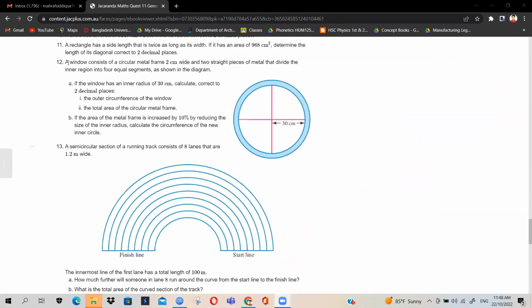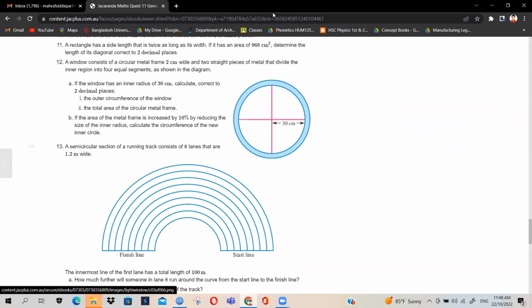Okay, a window consists of a circular metal frame, 2 centimeter wide, and two straight pieces of metal that divide the inner region into four equal segments, as shown in the diagram. Okay, so 2 centimeter wide. This is important. If the window has an inner radius of 30 centimeter, calculate the outer circumference of the window and the total area of the circular frame.